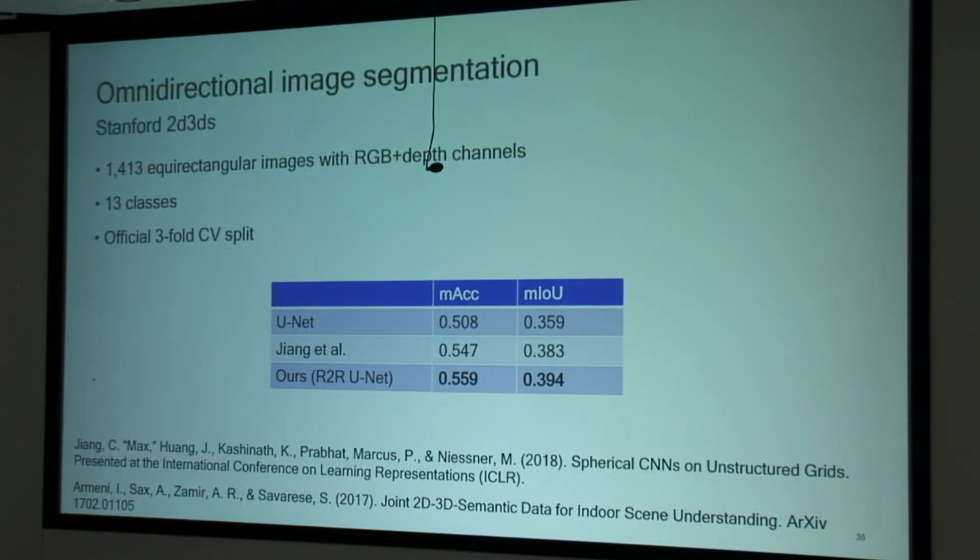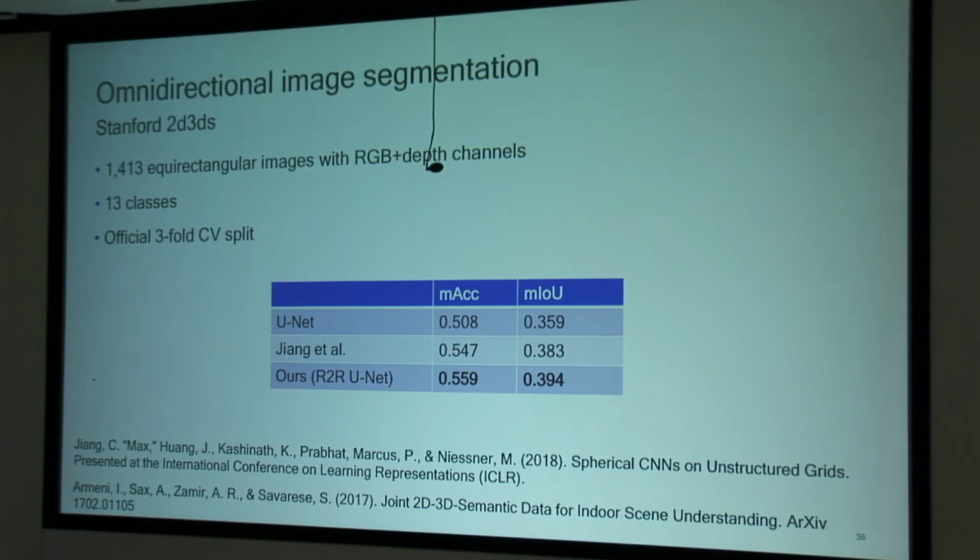And we did a similar experiment for omnidirectional image segmentation using the Stanford 2D 3DS data set, which has 1,400 omnidirectional images, where each pixel has RGB and also depth. There are 13 classes.